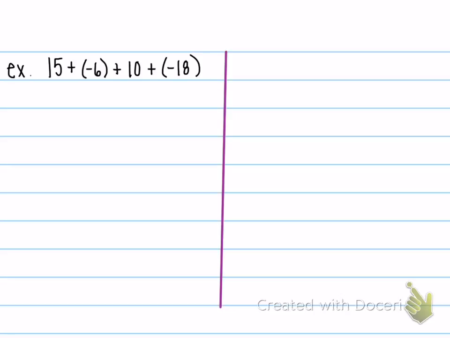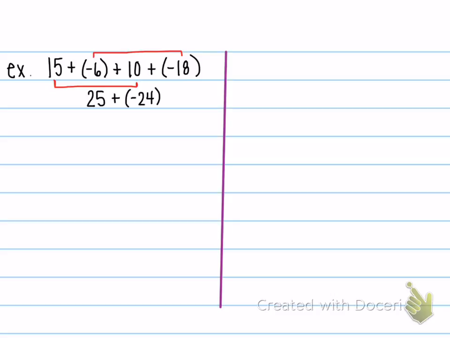Okay, welcome back. If you do what I said in the last section, which was to add the like-signed integers first, what you would find in this one is that you have a +15 and a +10. Two positive numbers together would give you 25, plus what I have here is a -6 and a -18. Adding two numbers with the same sign, again, you add and keep the same sign. So -6 and -18 is -24.